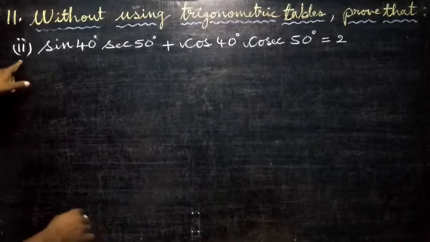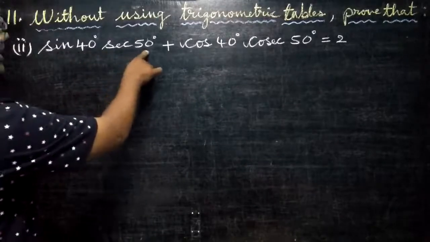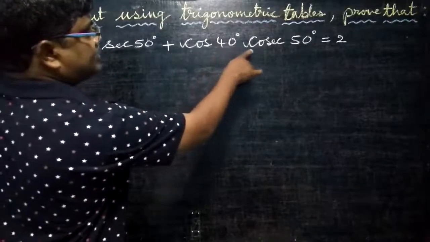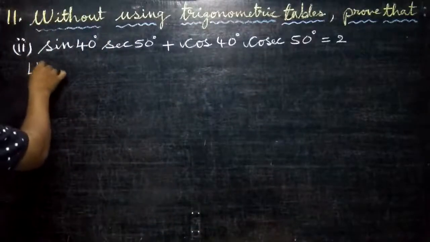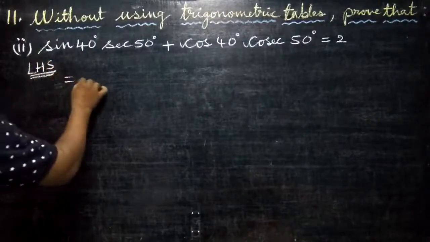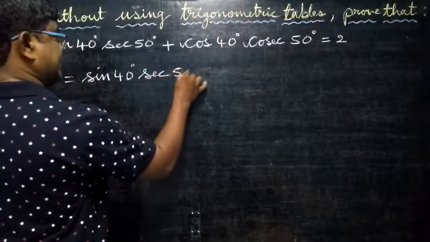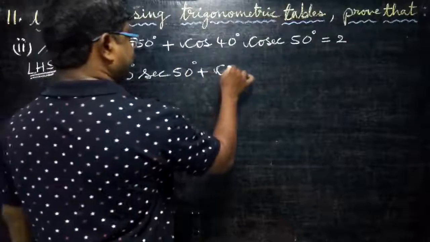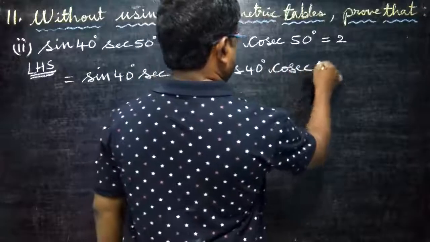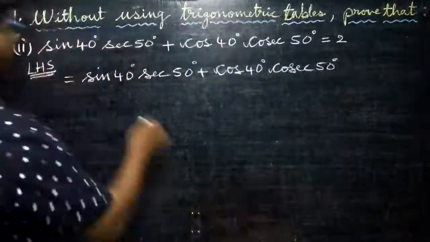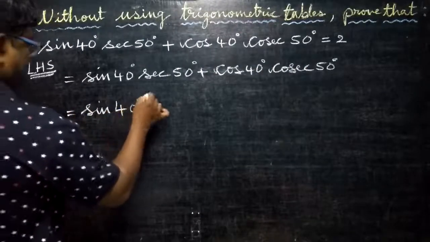Now second bit, in the 11th problem second bit: sin 40 degrees into secant 50 degrees plus cos 40 degrees into cosecant 50 degrees is equal to 2. They told to prove that. So LHS, left hand side, you take sin 40 degrees into secant 50 degrees plus cos 40 degrees into cosecant 50 degrees. Now change any one out of these two. Second one I am going to change. First one also you can change, no problem.